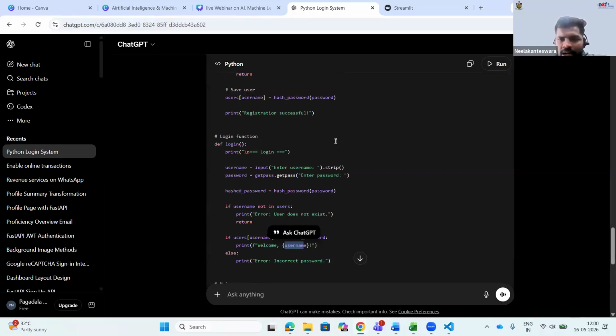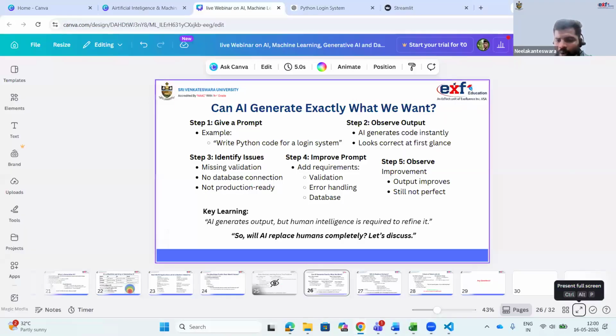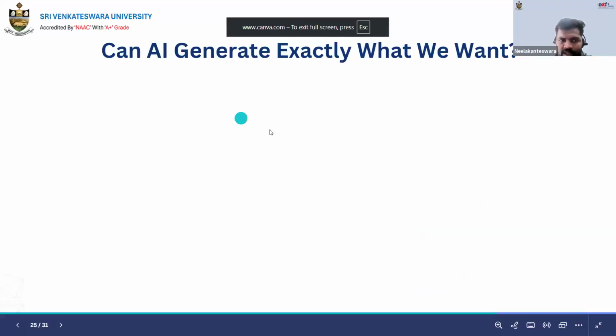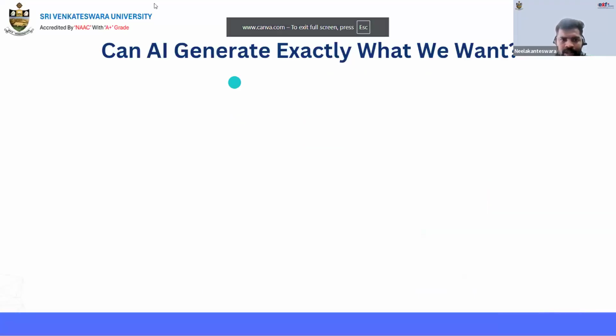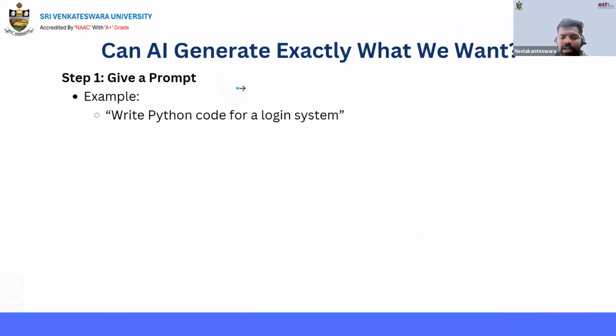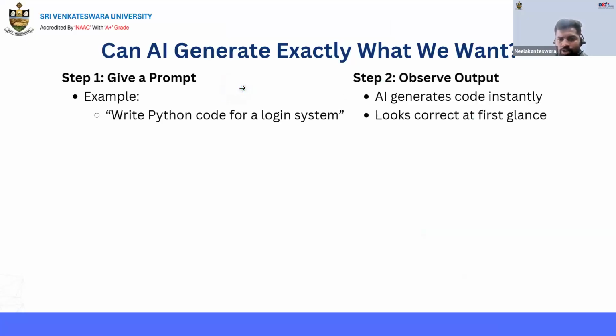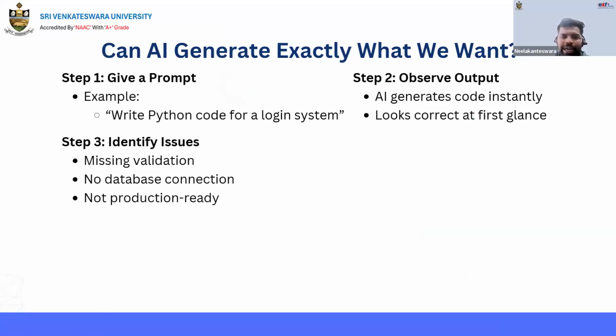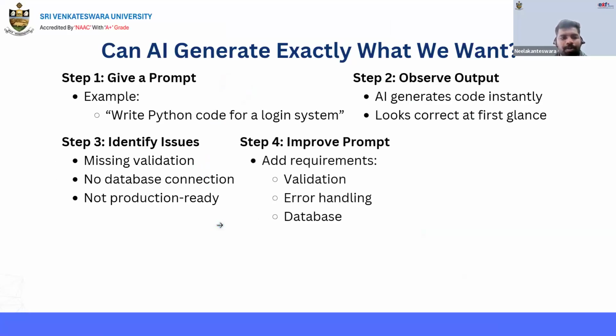It misses some things required for production ready code. That is, it misses the database connections and some other things. So what I'm trying to discuss with you is: can AI generate exactly what we want or not? Yes. First we gave a prompt and saw the output, and it looked better, but we identified some issues like missing validations, no database connections, and no production ready code. After that we improved the prompt by adding requirements like validation, error handling, and databases.